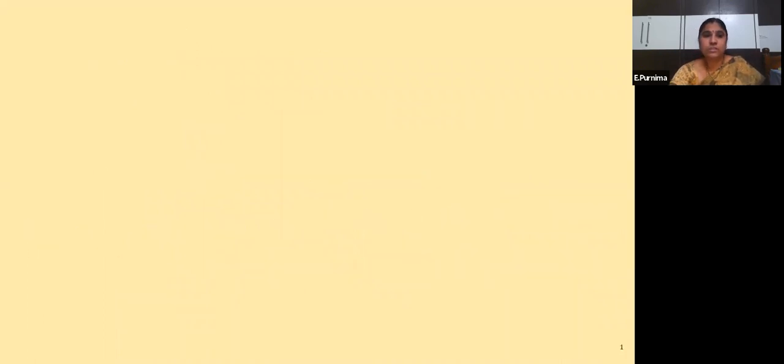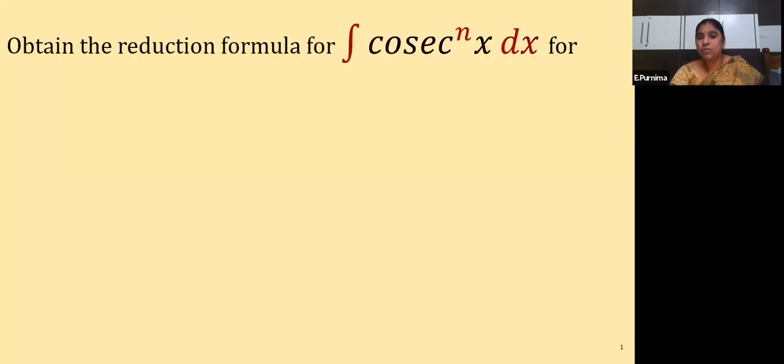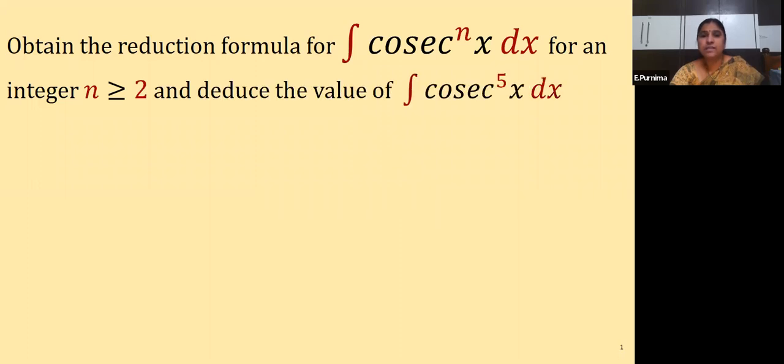Now, next one is: obtain the reduction formula for the integral of cosecant to the power of n x dx, for an integer n greater than or equal to 2, and deduce the value of the integral of cosecant to the power of 5x dx. Okay, it is very, very important.